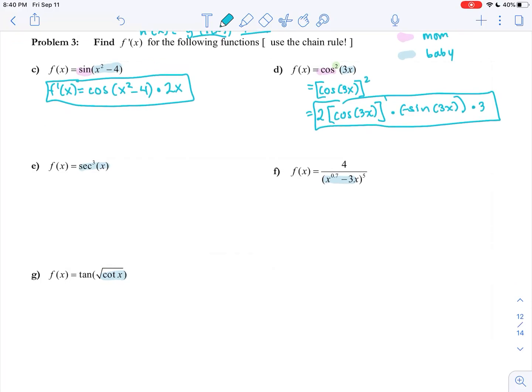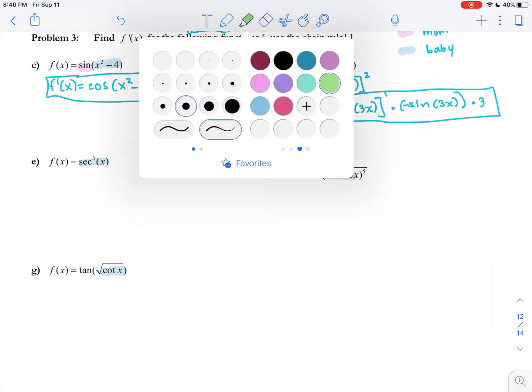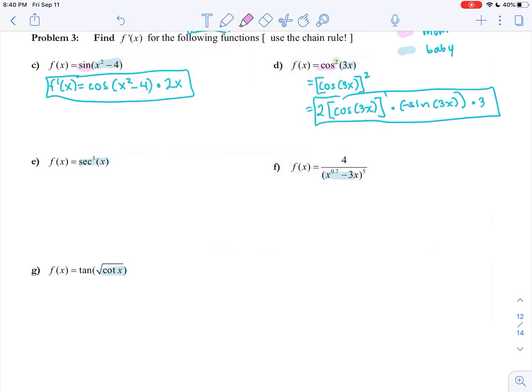All right, so with part E, how many generations do we think this is? Well, we have that secant of x is on the inside, and then the mommy function is the cubed. And so when we rewrite this, it might become a little bit more clear: secant of x to the third power. Because this is just plain x, we don't have a third generation there. There's no chain to that because the derivative of x is just 1.